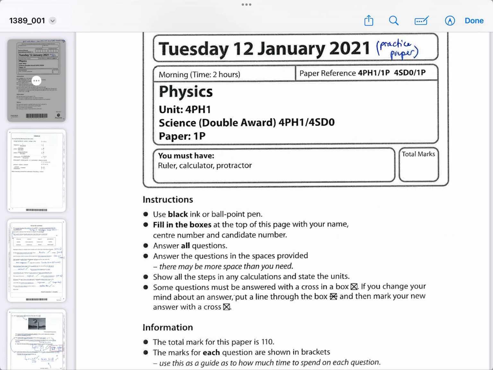Okay, I'm going to do part 2 of this paper, which is a continuation of this Edexcel IGCSE physics exam. I did part 1 and I covered a question on astrophysics and one question on forces in motion, and I'm now going to go to question 2.